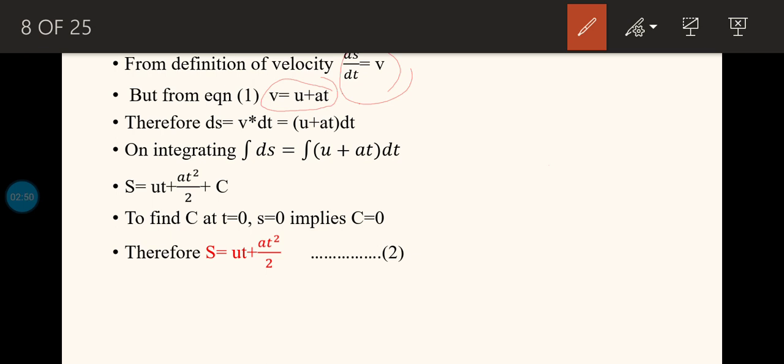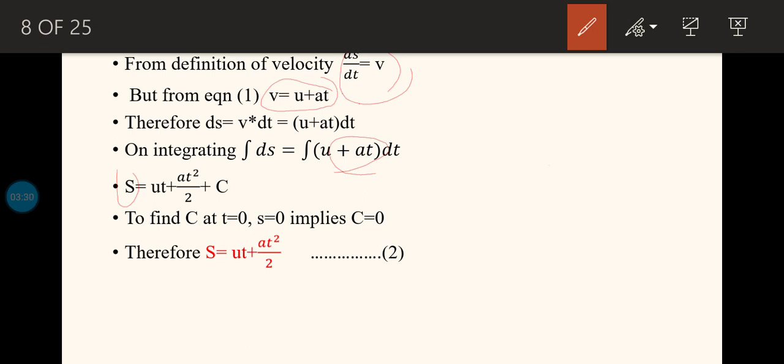Now go for the integration. Integral ds equal to integral of u plus at dt. Split this into two, integral of u dt plus integral of at dt. On the left side, integral ds becomes s, and the first term, integral of u dt, becomes ut. For the second term, a is constant and can be taken outside the integral. The integral of t dt is t square by 2. So s is equal to ut plus a t square by 2 plus c, where c is the constant of integration.